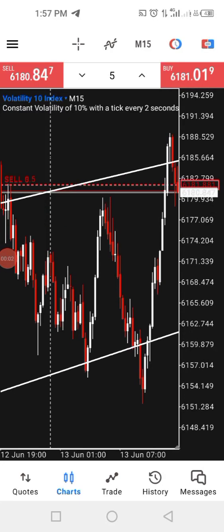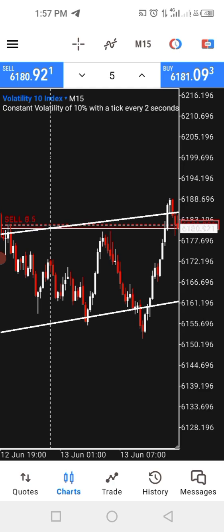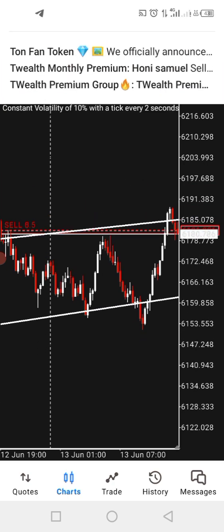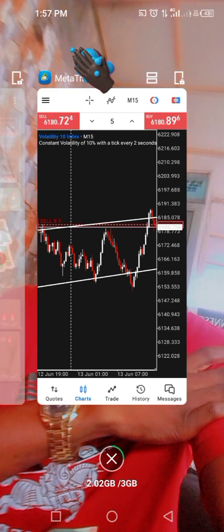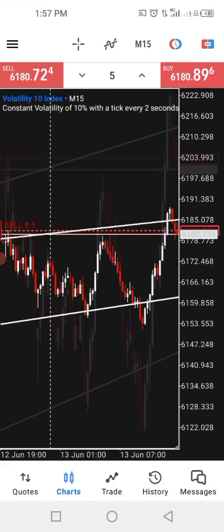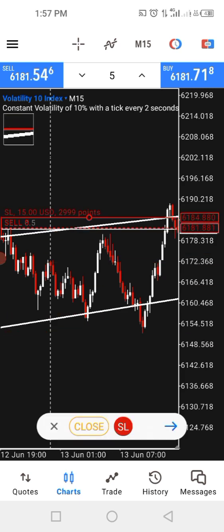So this is how I do my trading. When I see a setup, the first thing I do is make my entry. After making my entry, I go to my group and drop the setup for them. The next thing I have to do is come back to my chart and set my stop loss. After setting it, I have to go to my group.